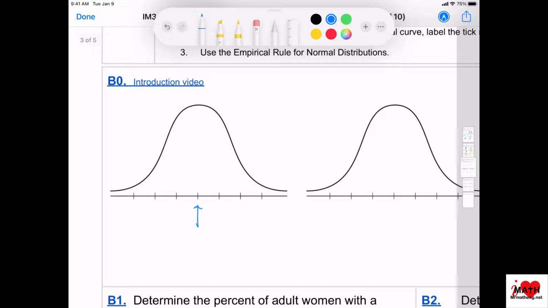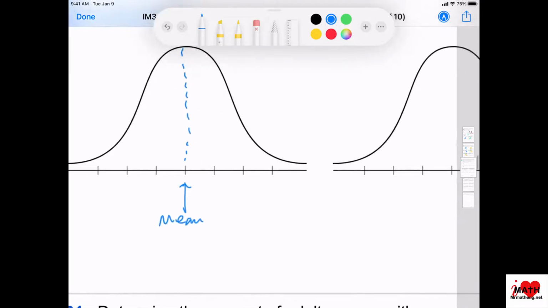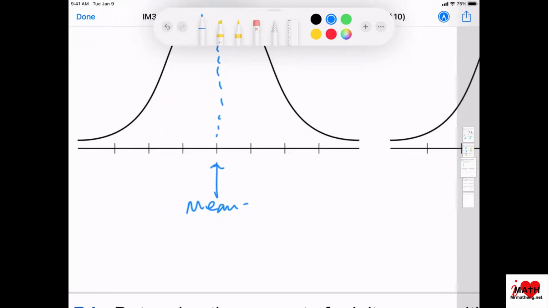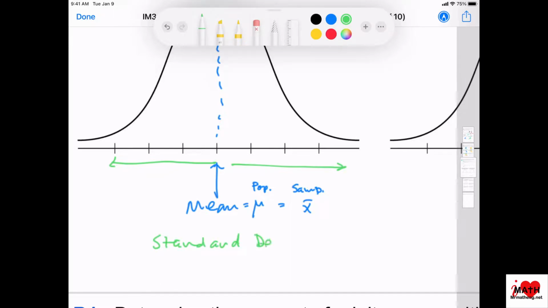Right here in the middle of a normal curve is something called the mean. We've talked about previously in a previous video, this is the mean for the population, and this one is called a sample mean, x bar. And then we talked about how standard deviation is here in green. Standard deviation is a measure of what they call spread. How far apart is the data from the center? So I'm just going to call that spread. And in the blue, mean is a measure of the center.